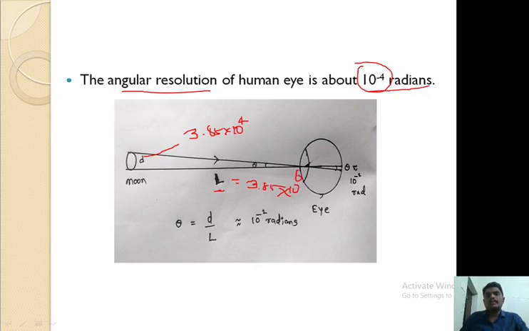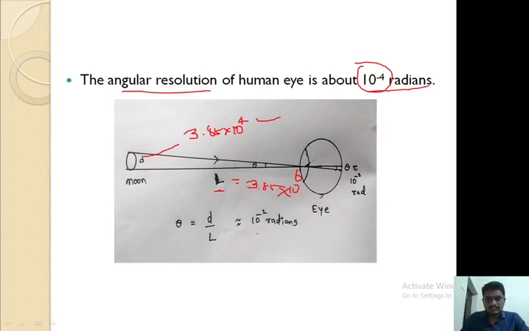This is the moon, and it subtends an angle theta at the eye. By using the trigonometric relation, tan theta equals opposite by adjacent, that is, tan theta equals d by L. When the angles are very small, we can approximate tan theta to theta, and theta equals d by L. Here d is the diameter, and the distance between the moon and the eye is about 3.85 into 10 power of 6.